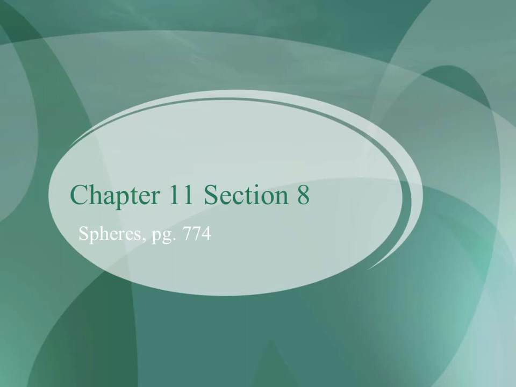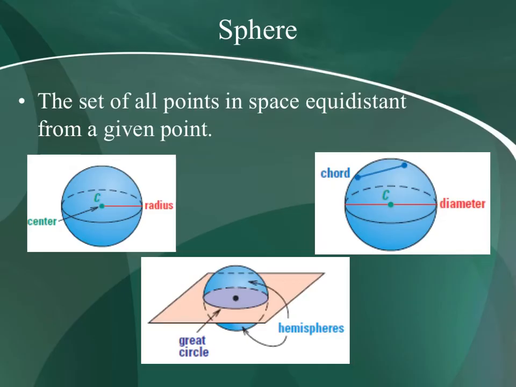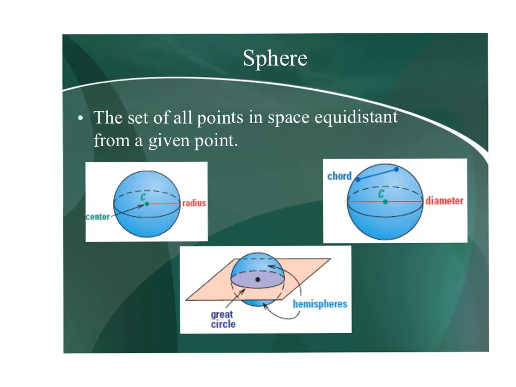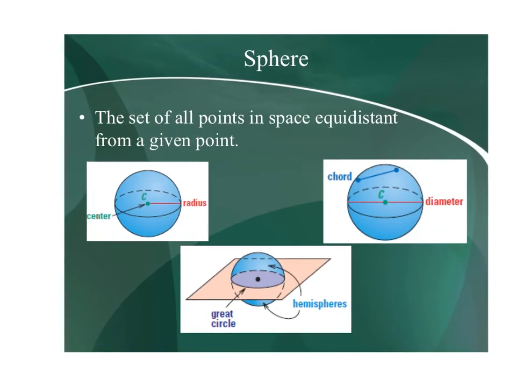So today we are going to cover section 8. It is on spheres. In this lesson, we're going to cover both surface area and volume. So our first slide here is telling us what a sphere is, and it's the set of all points in space equidistant from a given point. And that given point there, that could be the center.